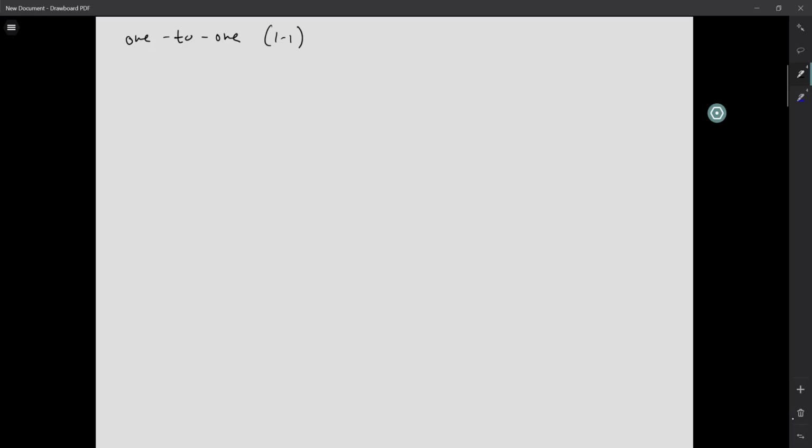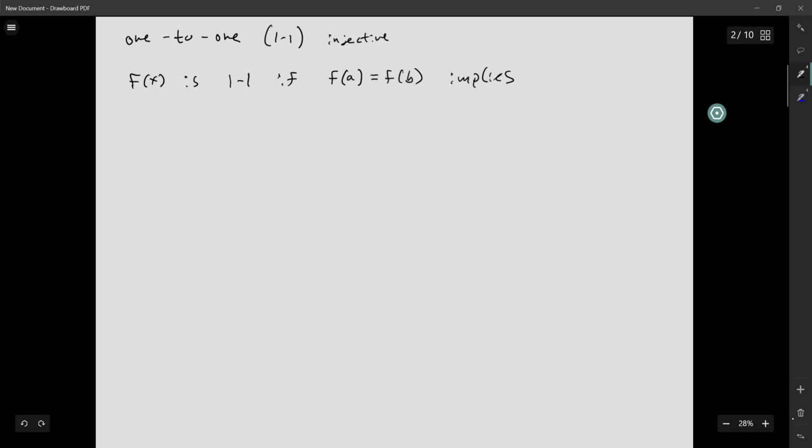So the one-to-one property, you just use 1-1. We can also say injective. We probably won't ever see that word again. But a function is 1-to-1. Let's say that f is 1-to-1 if, let's not use x actually, I'm going to use a and b, f of a equal to f of b implies a equals b. This is one of several definitions, actually.